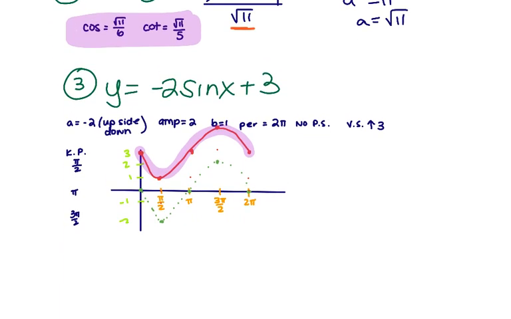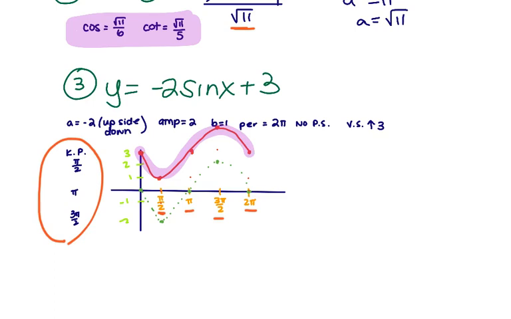Number 3 said y equals negative 2 sine of x plus 3. The a is negative 2, which tells you that it's going to be upside down. The amplitude is the absolute value of negative 2, which is 2. B is 1, which makes the period 2 pi. There's no phase shift, but there's a vertical shift up 3. So I would find the key points by multiplying the period by a fourth, a half, and 3/4. I get pi over 2, pi, and 3 pi over 2. And then I plot those key points, which are here, here, and here. Add the period for the last one.